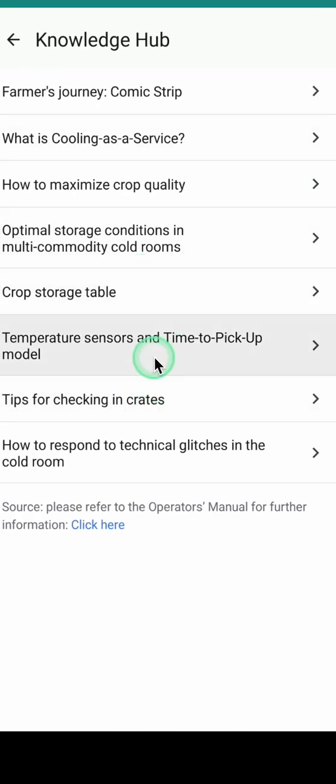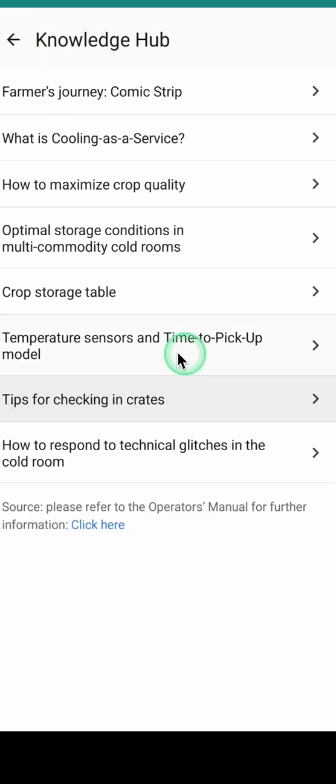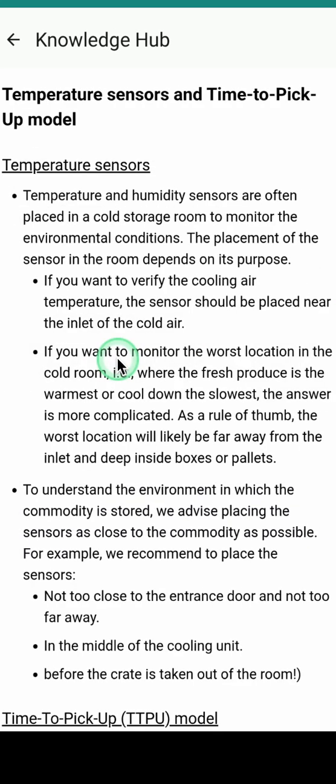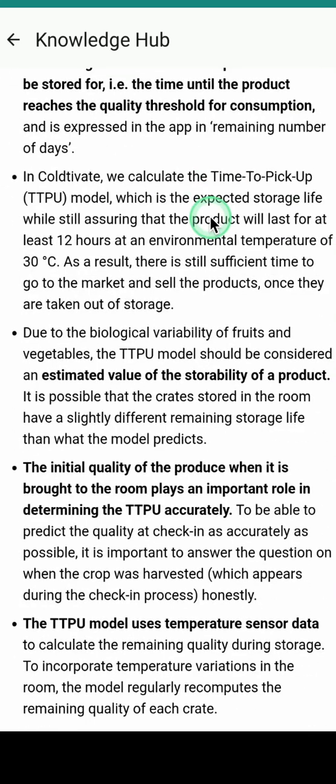Then if we go back, there are still a set of other screens here, for example, that explain important aspects of what you should pay attention to when you're checking crates into the cold room, as well as information about the time to pick up. And so this section explains better the models that are present inside of the Coldtivate app that predict, for your specific crates of, say, bananas, how the quality evolves for those crates of bananas. Here we have a short summary about how this model works.